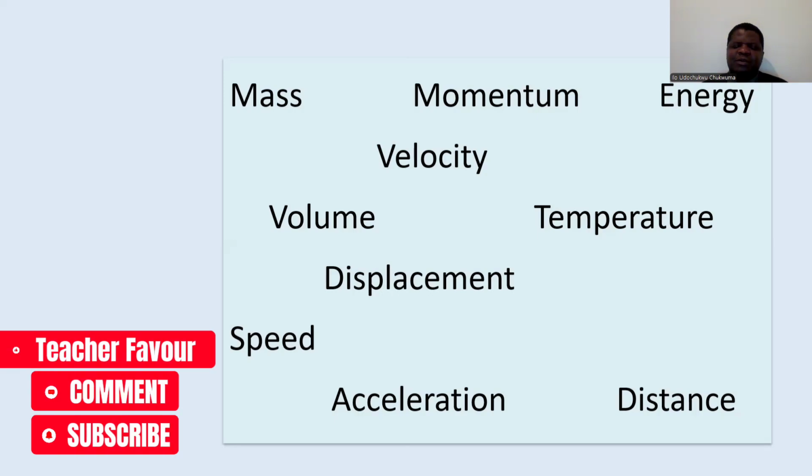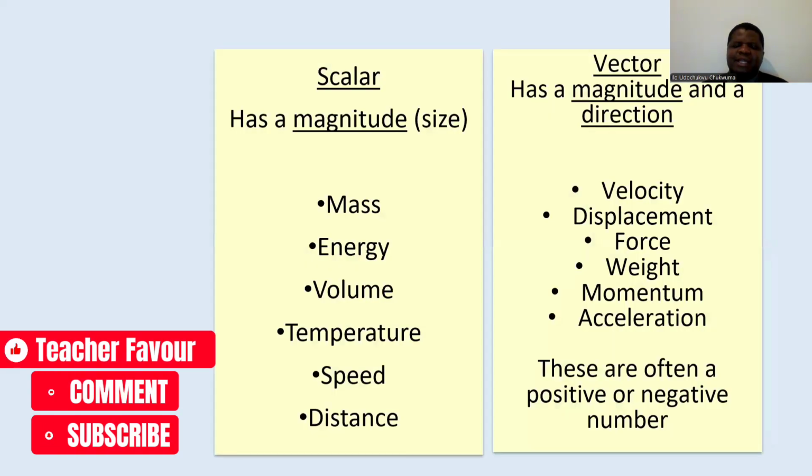So first of all, what is a scalar? Scalars are those quantities that have magnitude. Magnitude simply means size. We can say scalars are those quantities that have numerical value. So we'll call it magnitude, or size, or numerical value. Any quantity that has magnitude can be classified as a scalar quantity. Examples are mass, energy, volume, temperature, speed, and distance.